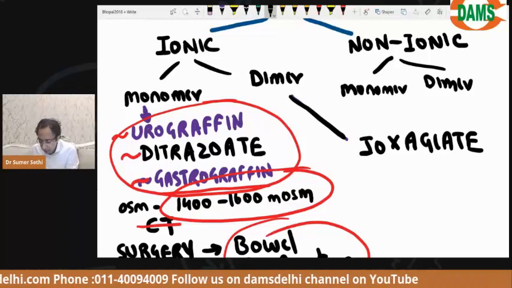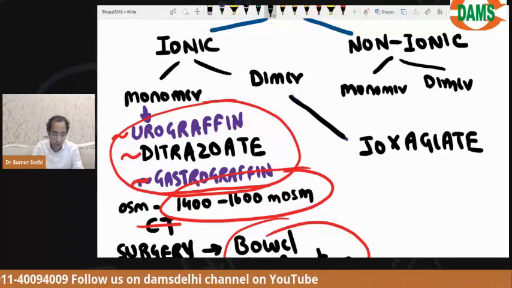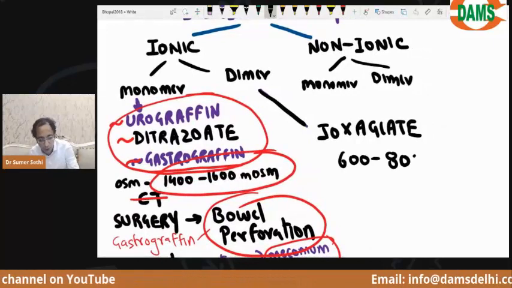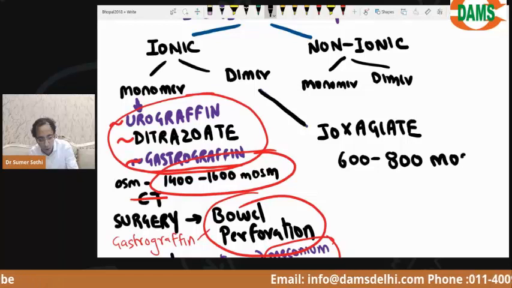The only ionic dimer available is ioxaglate. It has an osmolarity of 600 to 800 milliosmol.